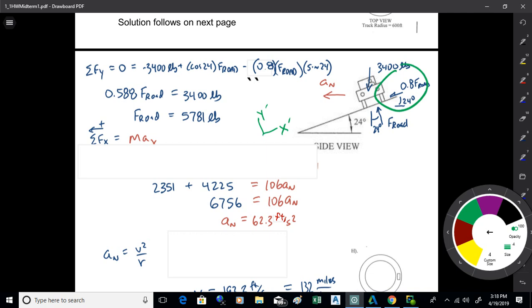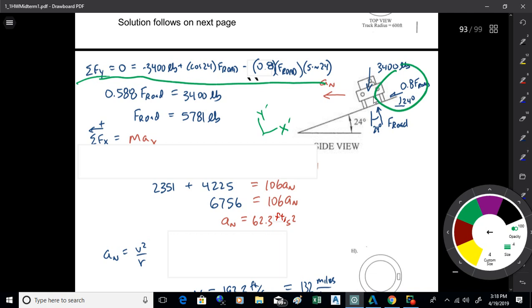All right, and I can work through that and get F road at 5781 pounds, okay? And see, that was based on a statics equation, because the thing's not accelerating up or down. It's just based on that statics equation. The only way it's accelerating is to the left on account of the normal acceleration. So you'll want to put together an equation for that and solve it, and you'll get the normal acceleration.